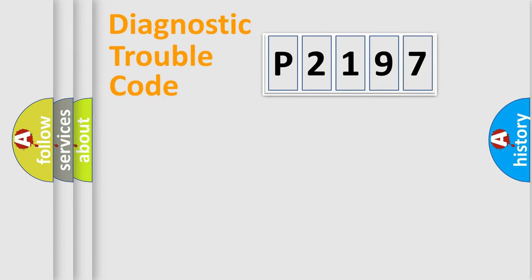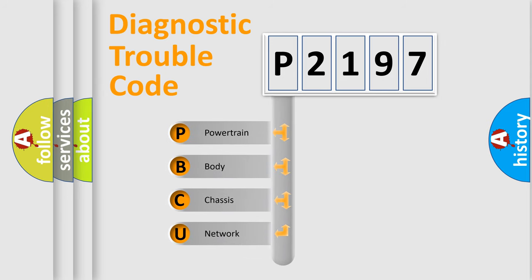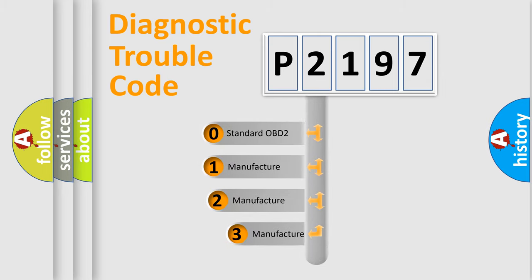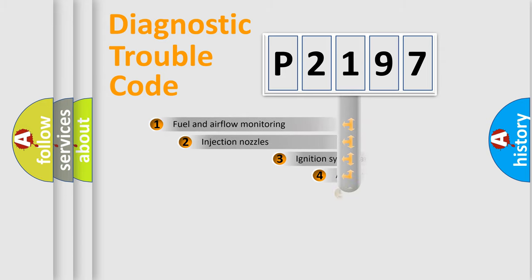Let's do this. First, let's look at the history of diagnostic fault code composition according to the OBD2 protocol, which is unified for all automakers since 2000. We divide the electric system of an automobile into the four basic units: powertrain, body, chassis, network. This distribution is defined in the first character of the code. If the second character is expressed as zero, it is a standardized error. In the case of numbers 1, 2, 3, it is a manufacturer-specific error.